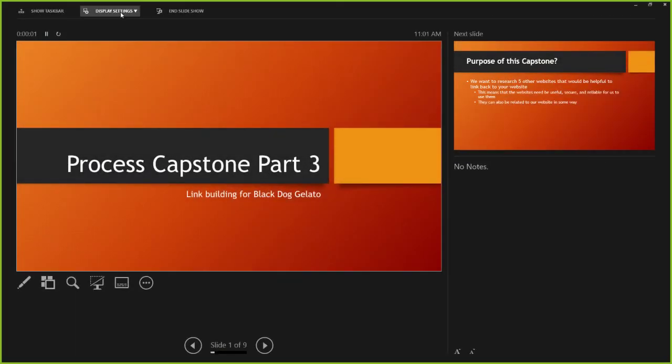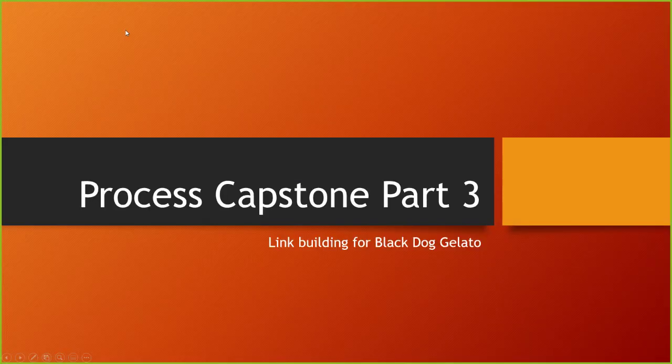So let me pull this up. For my example here, I referenced the Black Dog Gelato website. I only linked to one website, but I want to show a general idea of how you can go about doing this using some of the tools we talked about throughout the quarter so far.